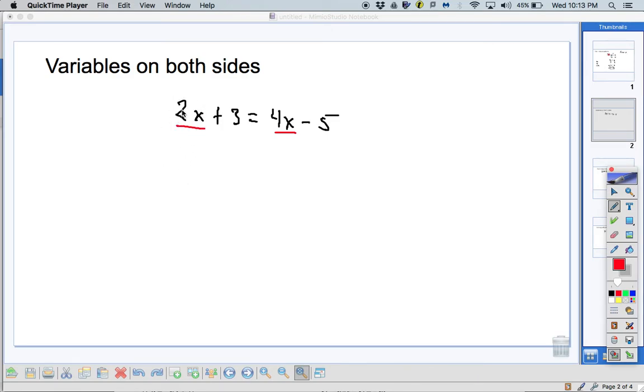So we're going to move the 2x. It's positive. I want it to go away, so we are going to subtract 2x from both sides. Okay, let's check the left side. If I take 2x, I subtract 2x, I get 0x, and 0x is the same as 0.